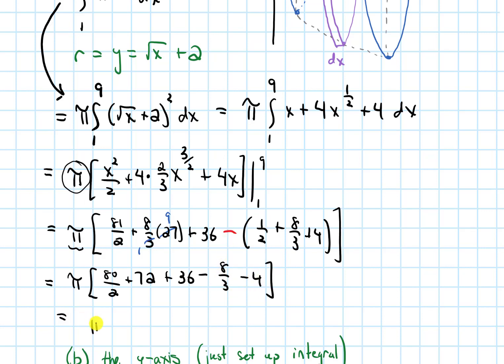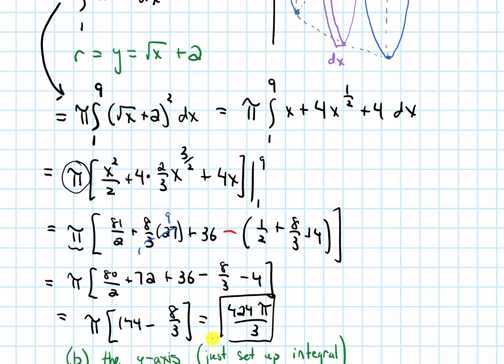All right, so this becomes pi times, and if I combine all the integers, and 80 over 2 becomes 40, I will get 144. And then we have that minus 8/3. And getting a common denominator, this will become 424 pi over 3. And that is our volume.